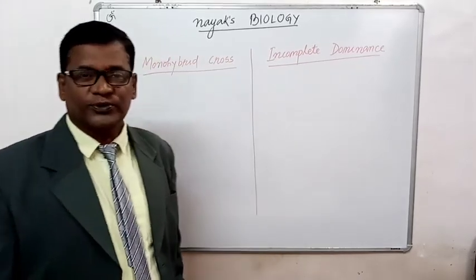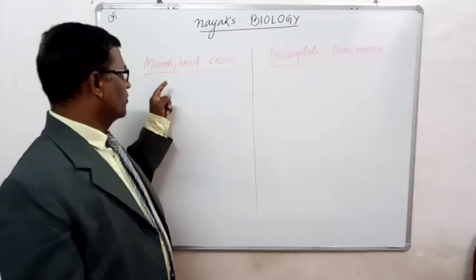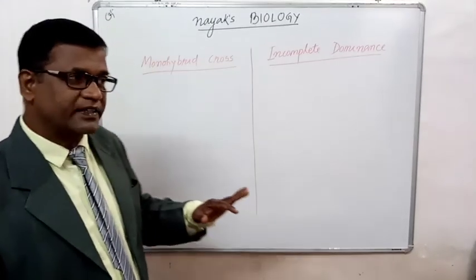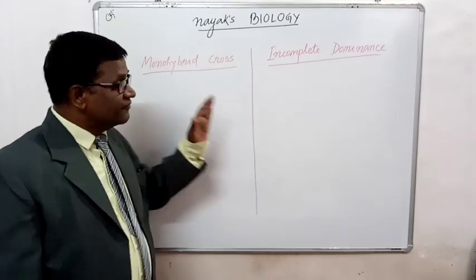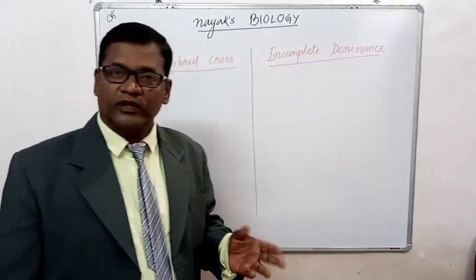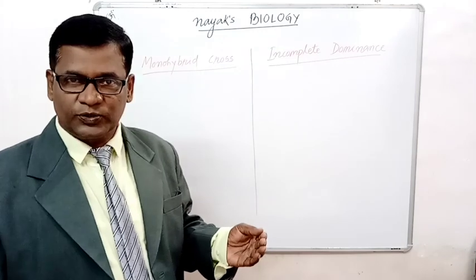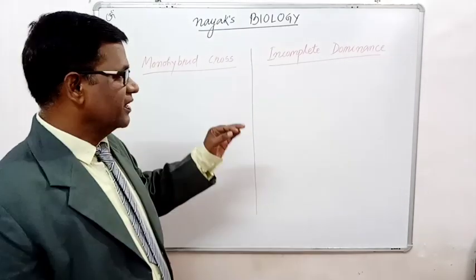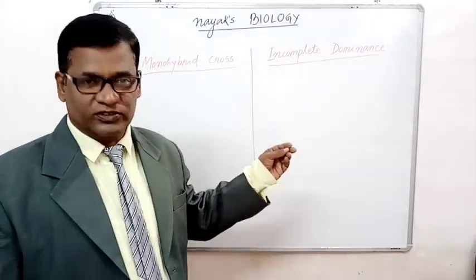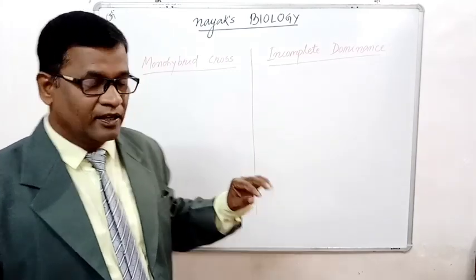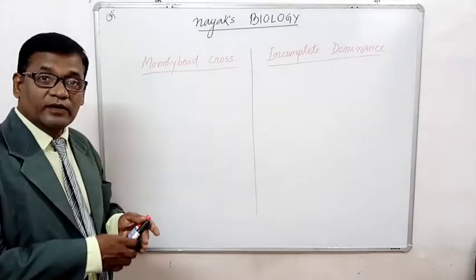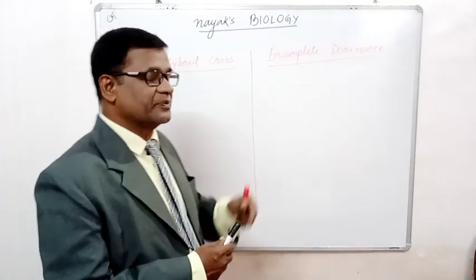Today we are going to discuss the monohybrid cross and incomplete dominance. The most important thing is that we have to see the difference between them. Everyone knows, because in 10th class you also read about the monohybrid cross. But now in 12th class we have a new concept, that is incomplete dominance. We have to understand the difference between them.